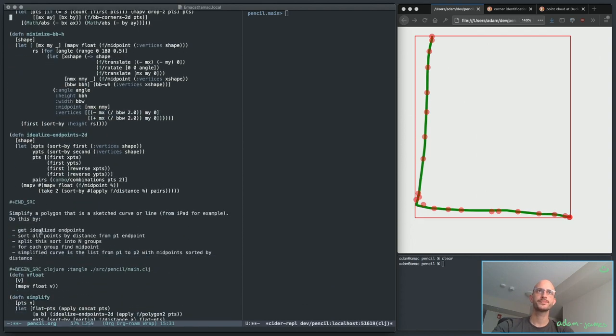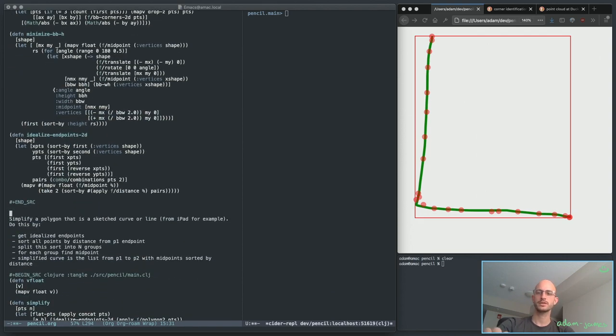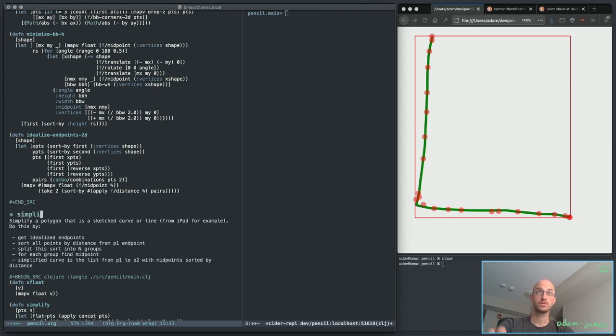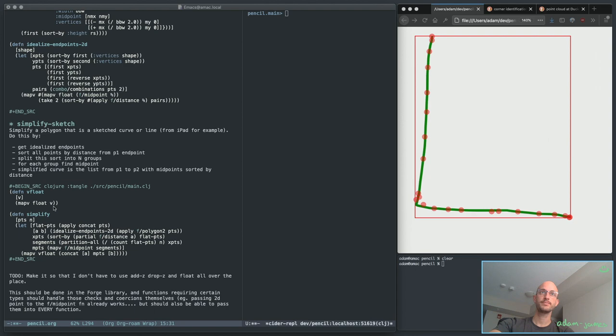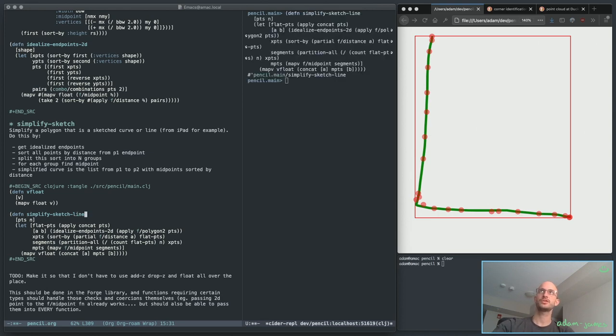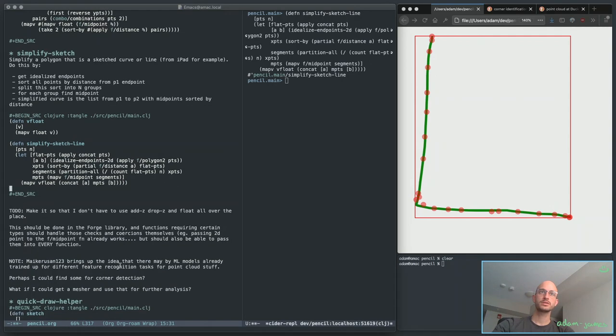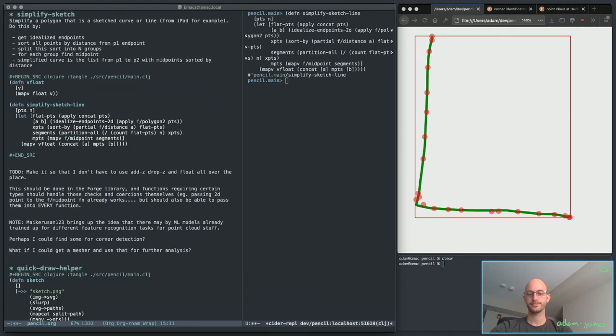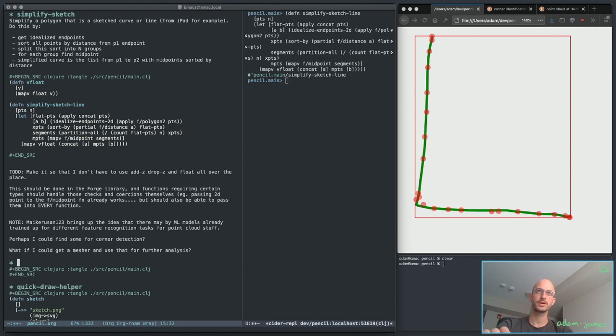Idealize endpoints. Then here I've got simplify dash line. Yeah, that's fine-ish, I guess. Naming things is so hard. Okay, and here I'm going to do bisector.